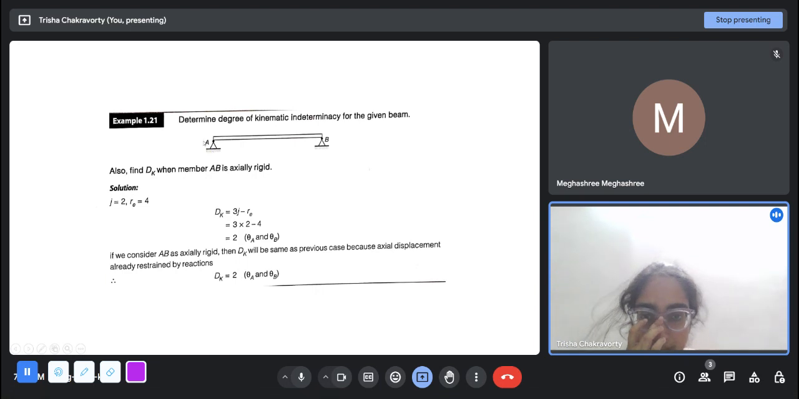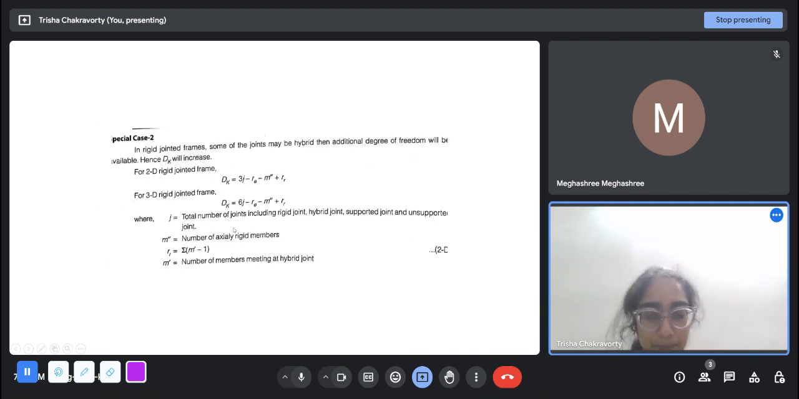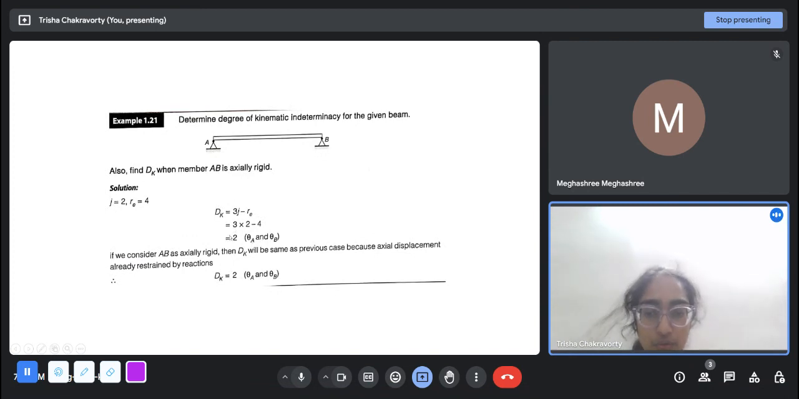Determine degree of kinematic indeterminacy when member AB is actually rigid. So what do we have? We have 3 into J is 6, and RE, there are both at hinge support, so there is Fx, Fy, Fx, Fy, so there are 4 support reactions. So we get DK equal to 2. And now see, whether AB is actually rigid or not here does not matter, because in this case, since the x direction displacement is restrained at both A and B, it cannot deform in the x direction anyway. So that is already incorporated here. So the DK remains 2 here.